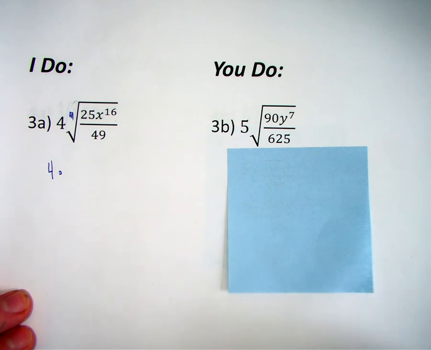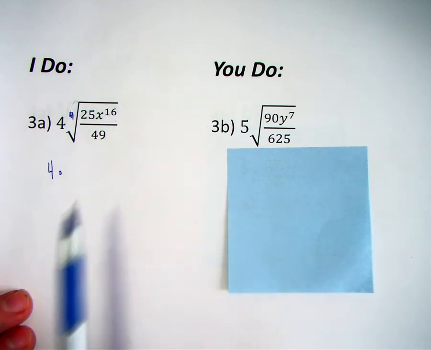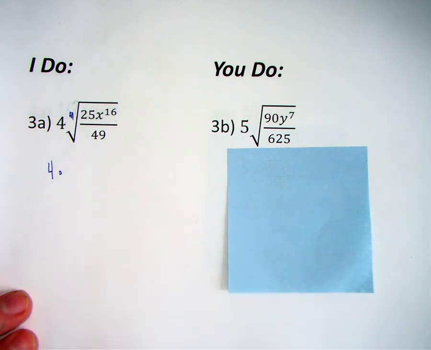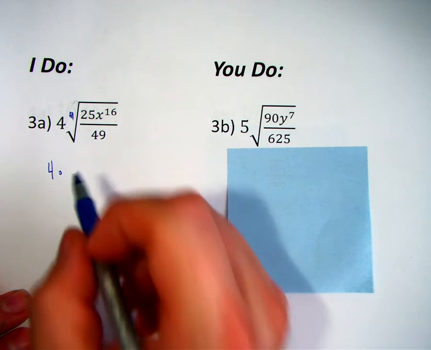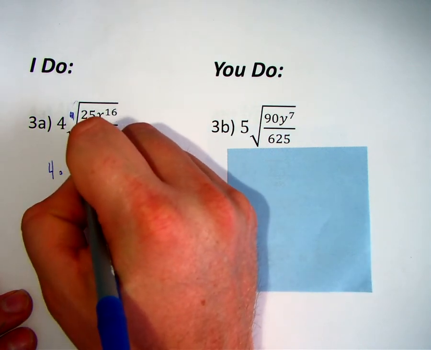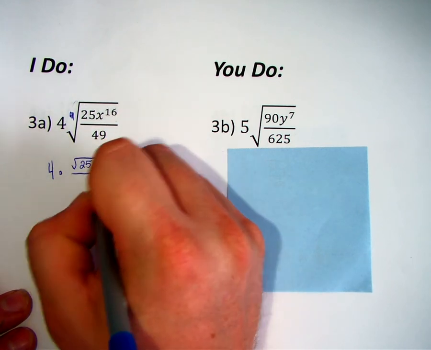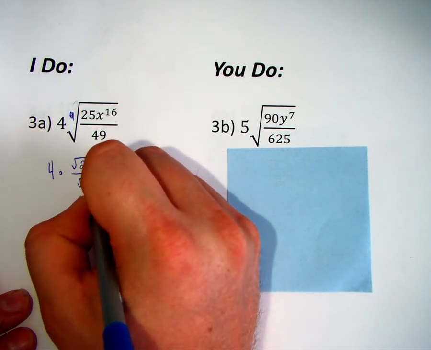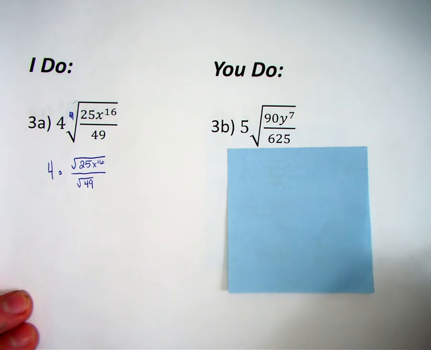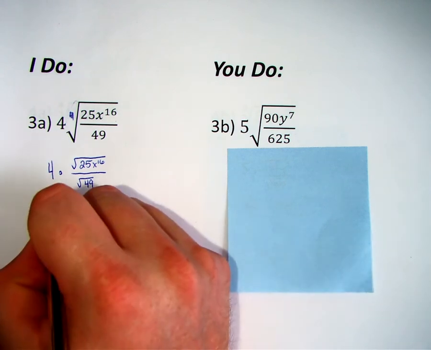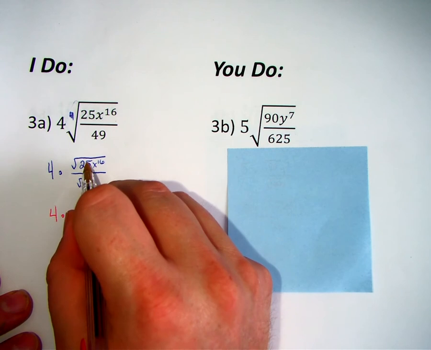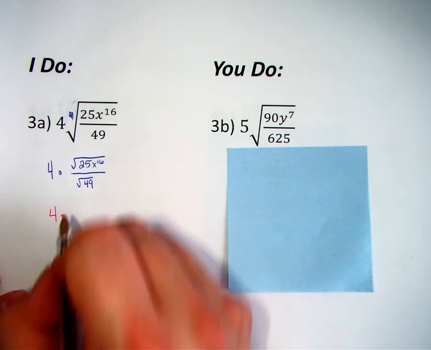And anytime you have a radical with a fraction, a lot of times it is easier to split the fraction. So I'm going to do that. Square root of 25 x to the 16th power over the square root of 49. It's an equivalent. All I did was split the fraction. So now we can start to clean this up. We have 4 times root 25. Well, that's 5.